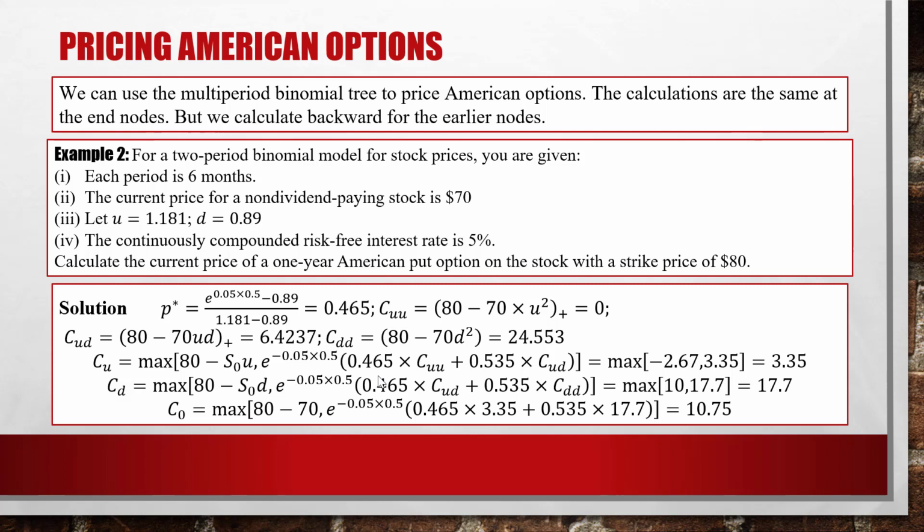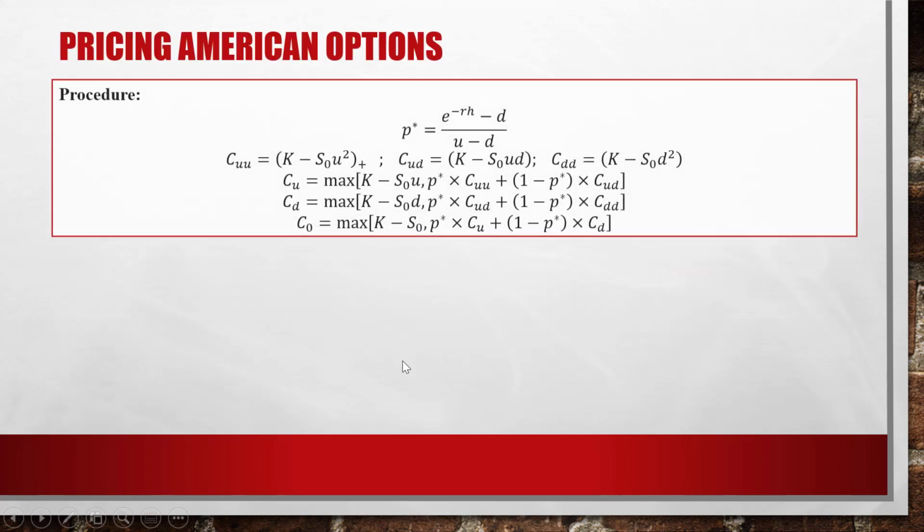CD is the maximum between 80 minus S naught D and e to the minus 0.05 times 0.5 times (0.465 times CUD plus 0.535 times CDD), which is the maximum between 10 and 17.7, and we get 17.7. C naught is the maximum between 80 minus 70 and e to the minus 0.05 times 0.5 times (0.465 times 3.35 plus 0.535 times 17.7), which is 10.75. Probably you don't really understand how these are calculated, so I'm going to walk you through a couple of formulas.